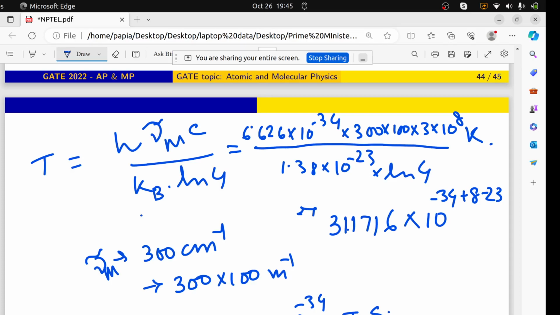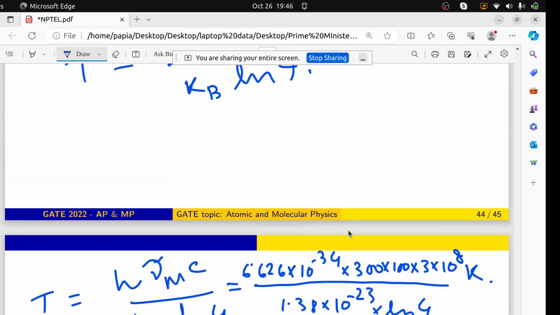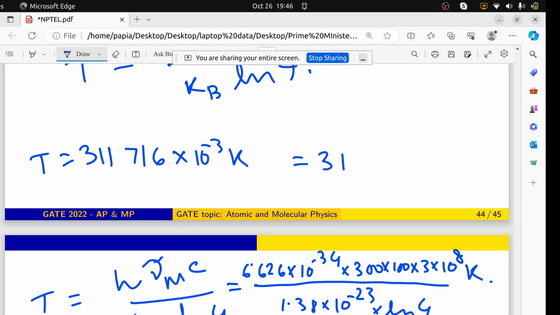So minus 34 plus 20 plus 8 minus 23. So what will be the value of this one? Sorry, this will be plus. So minus 34 plus 31, that will give us only 10 to the power minus 3. So that means our T will be 311,716 times 10 to the power minus 3 Kelvin, which is nothing but 311.716 Kelvin.